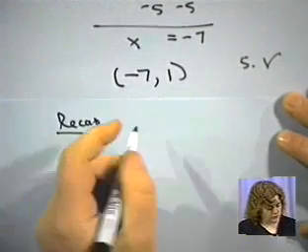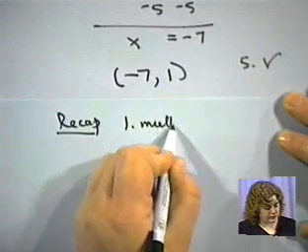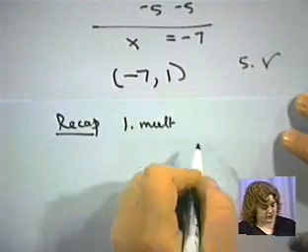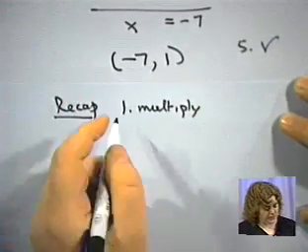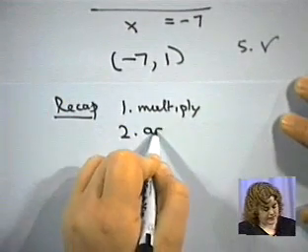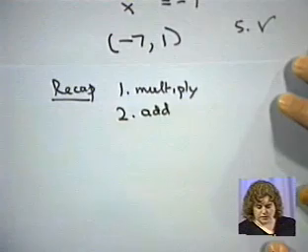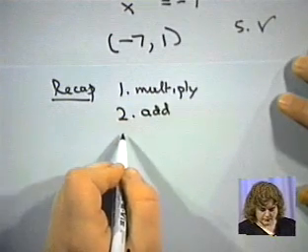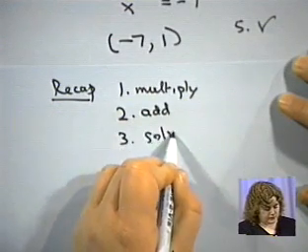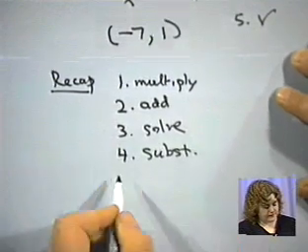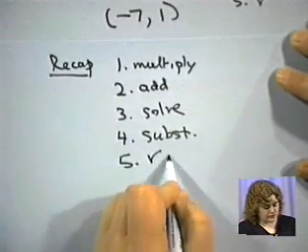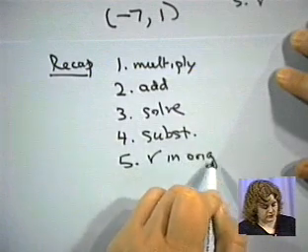For elimination, we first multiply one of the equations, or maybe even both of them, with strategy. The strategy of setting up to eliminate a variable when we add our two equations after we've multiplied. We solve whatever we're left with. We substitute back, and then, of course, check in the original equations.